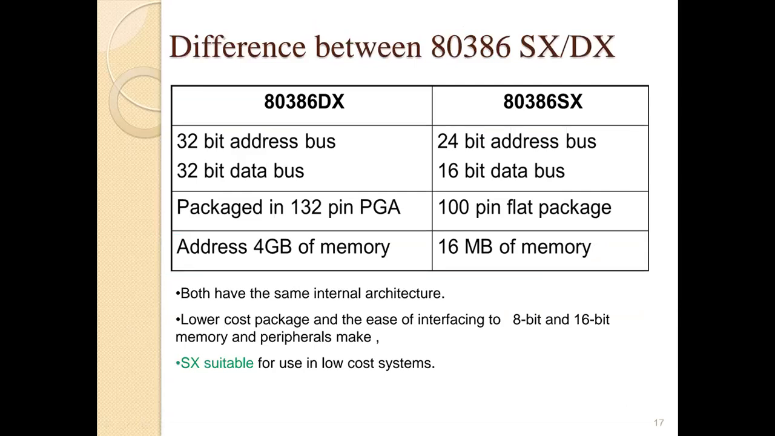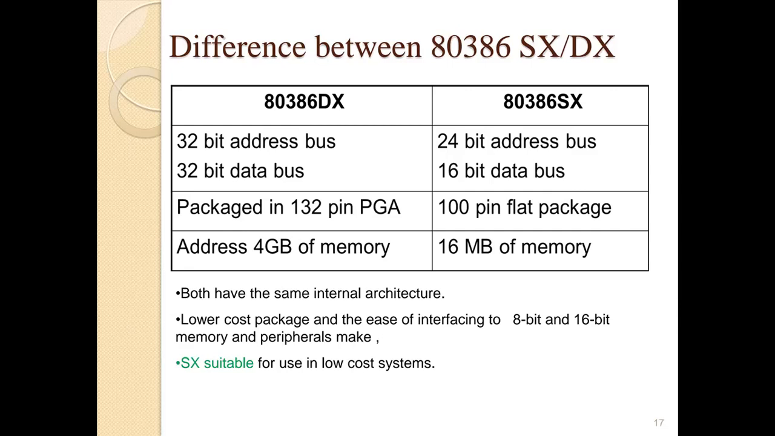So what is the difference between the 80386 SX and the DX model? The 386DX has a 32-bit address bus, whereas the 80386 SX has a 24-bit address bus. The 80386DX has a 32-bit data bus, whereas the 80386 SX has a 16-bit data bus. Package: 132-pin PGA versus 100-pin flat package. Addresses 4 GB of memory versus 16 MB of memory.